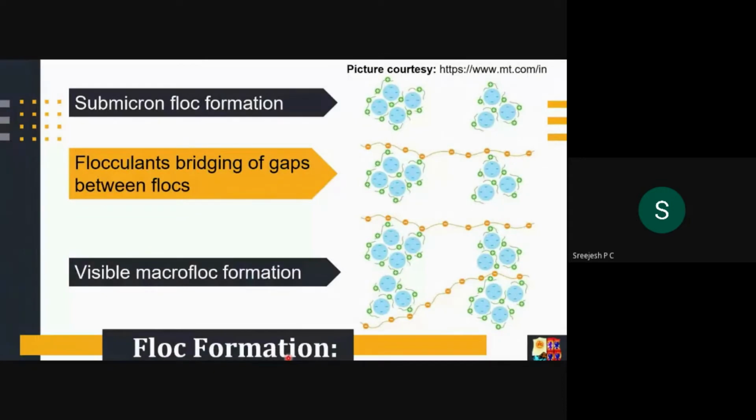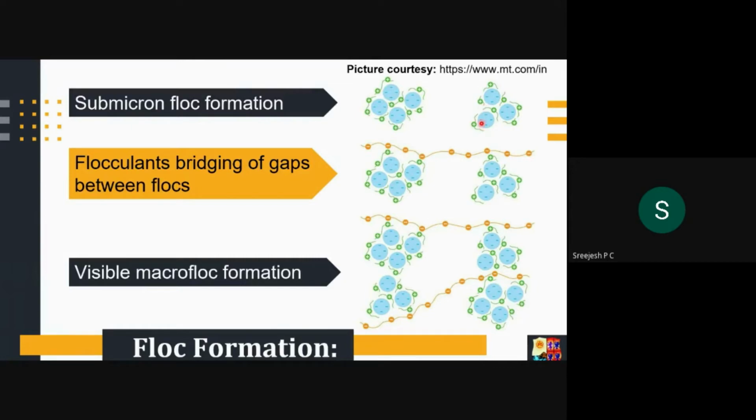So this is the same concept in a little more detail. I was telling you this particular concept in the first slide itself. During the coagulation, the surface charges are masked and there will be aggregation of smaller similarly charged particles. These smaller flocs we call microflocs, okay?